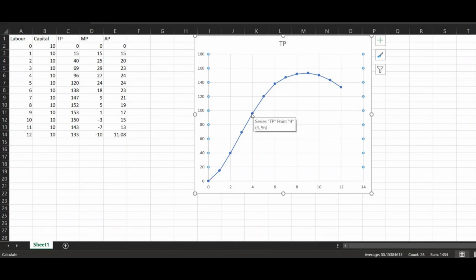The production has increased from 96 to 120, but what is happening, the rate at which the production is increasing has started to decrease. Because here the difference between 69 and 96 is 27, but the difference between 96 and 120 is not 27, it is 24. We are looking at here.